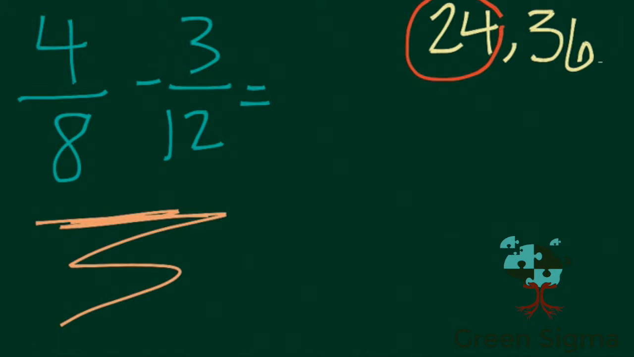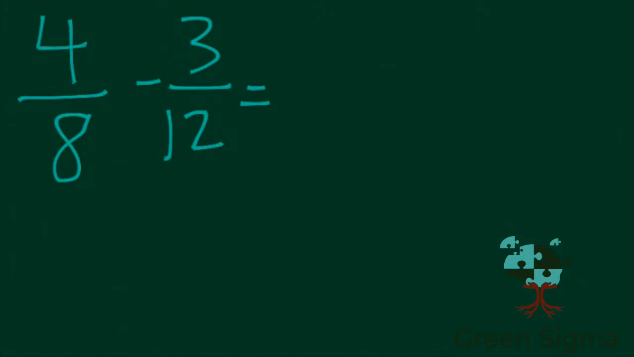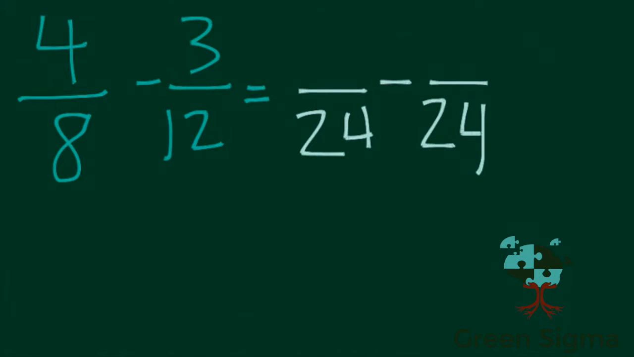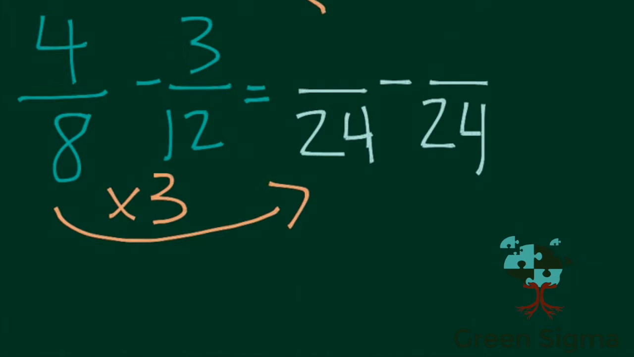Now we know that this is going to be our two new denominators that are common. So we can write it like that. Okay. Now we do the same thing. 8 goes into 24 times 3. So we do the same to the top, the numerator. 4 times 3 is 12, so that is our first numerator.